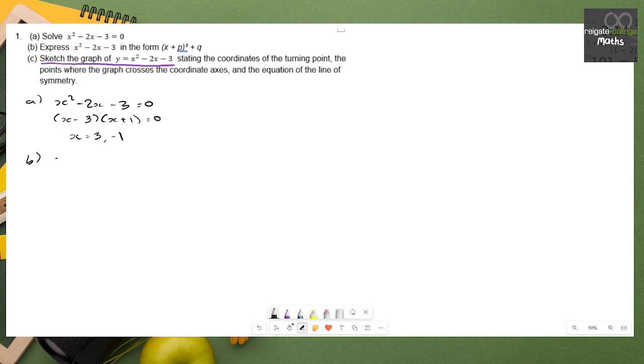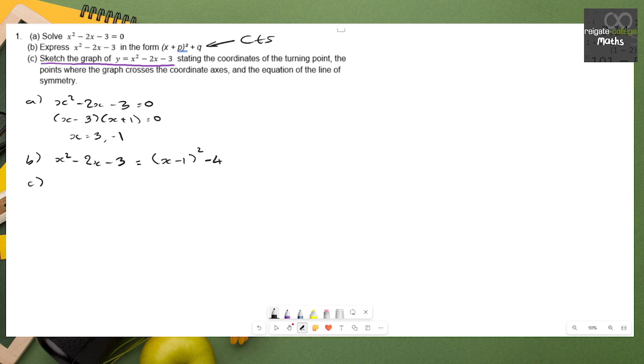Part B, express x squared minus 2x minus 3 in the form x minus p squared plus q. We can see here that just means complete the square. So writing this in completed square form, x minus 1 squared minus 1 squared minus 3, which is minus 4. And now we get on to the real point of this question. Sketch the graph of y equals x squared minus 2x minus 3.